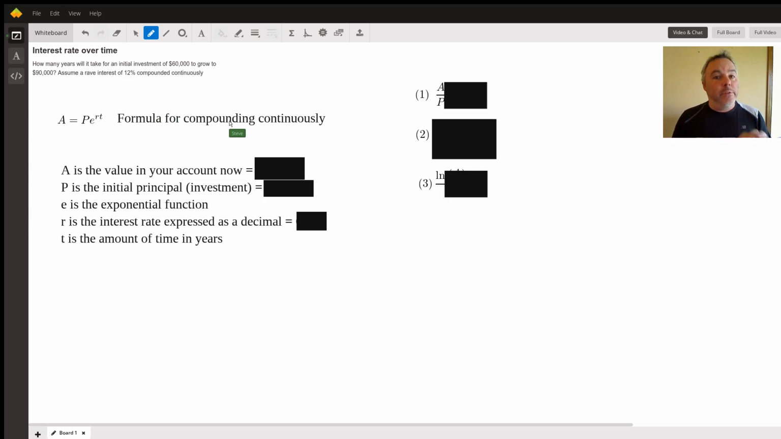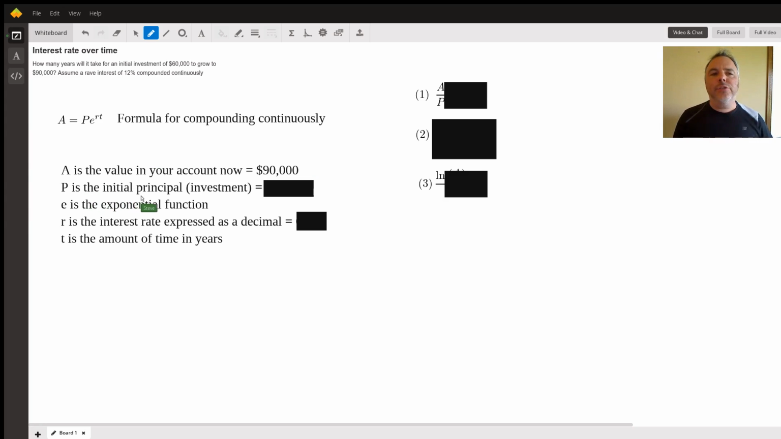So for the specific case of compounding continuously, there's a formula that most of your algebra books should give you, and most of the time it's in this form. So A equals P times E raised to the RT. So what is A? A is the value in your account now, basically where it's grown to. And so in this problem, what is that? So it's going to grow to 90,000. So A in this problem is going to be 90,000.